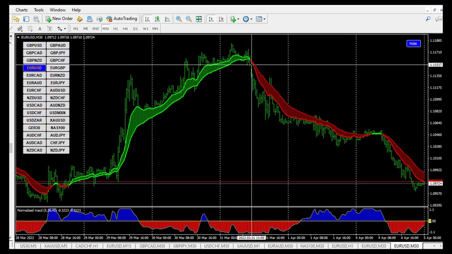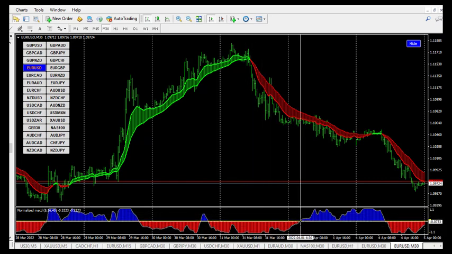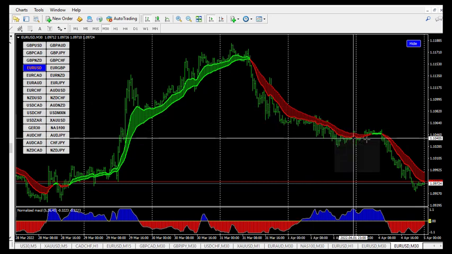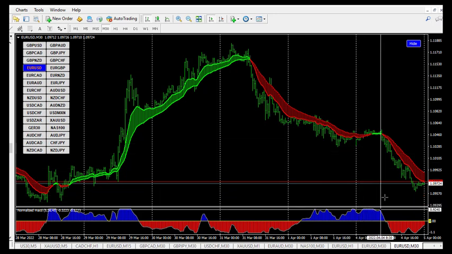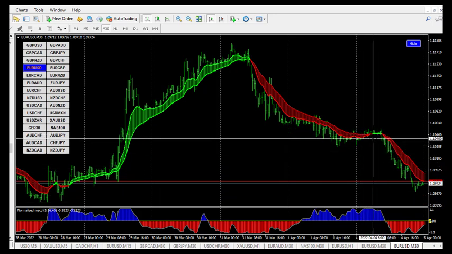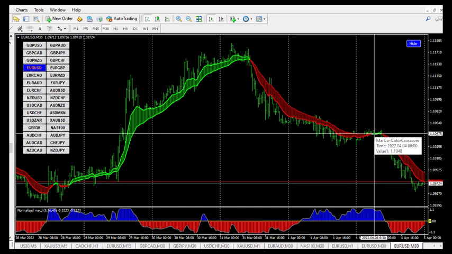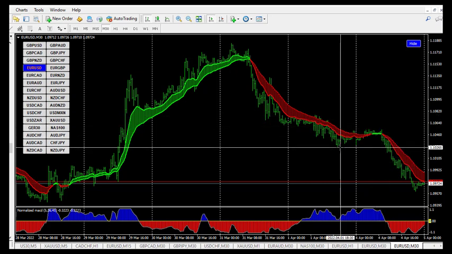This actually changed to red, and this is red already, and this normalized MACD turned to blue at this point, and here is red. There's no need for us to place any trade, because both must be in agreement. And at this point also, we have this turning to blue, and this is actually blue. So if you place your trade here for a buy, you are going to lose just a few pips.